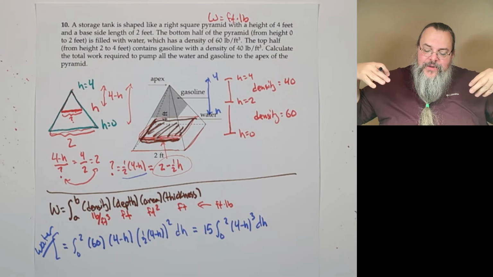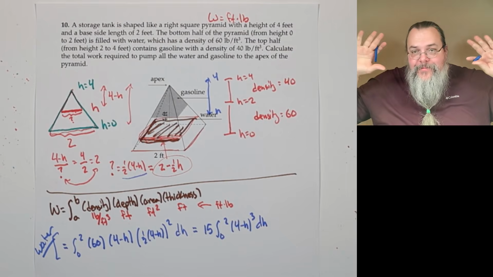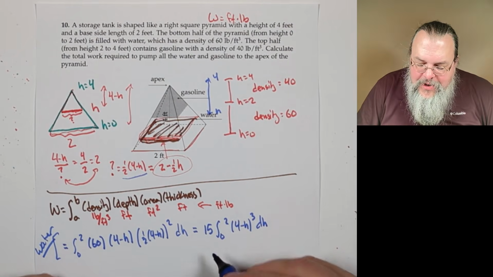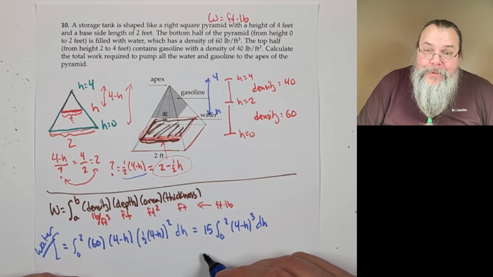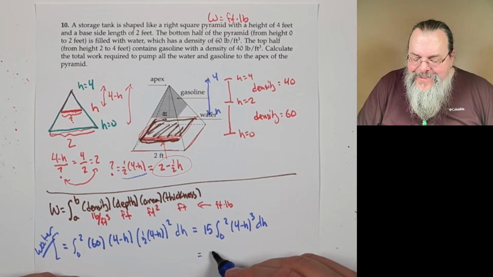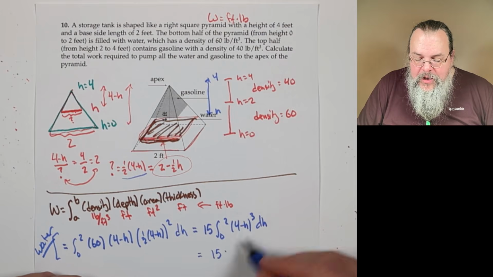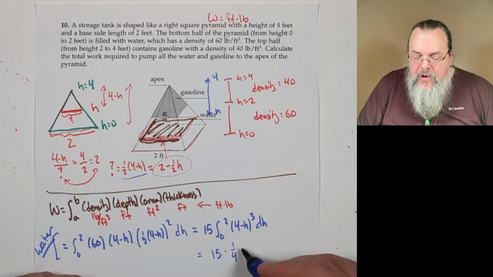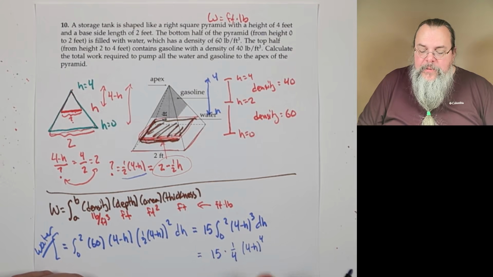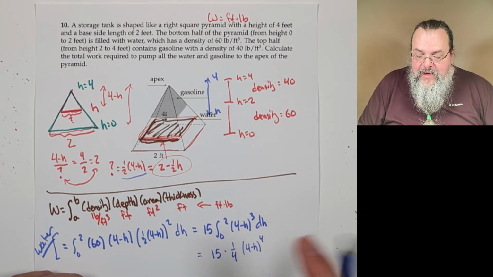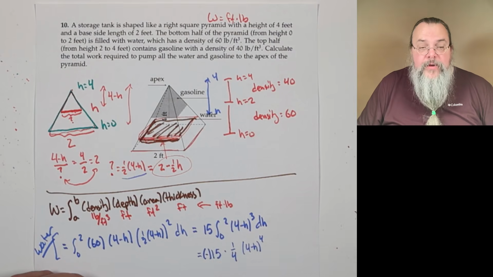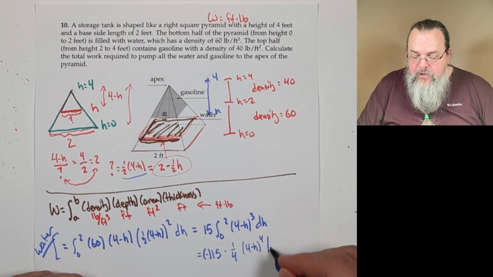Instead, we just say, look, use substitution or just know how integration works. Hopefully, we just know how integration works. So this becomes 15. Now, when we integrate, we're going to add a 3 here and add 1 to the 3 and divide. So that's a 1/4. And we're going to have (4 minus H) to the 4th power. And then we have to compensate for that minus on the inside. And so we're going to add a minus in front. And evaluate from 0 to 2.